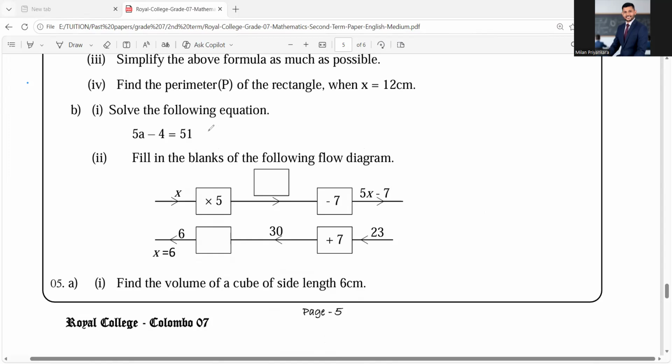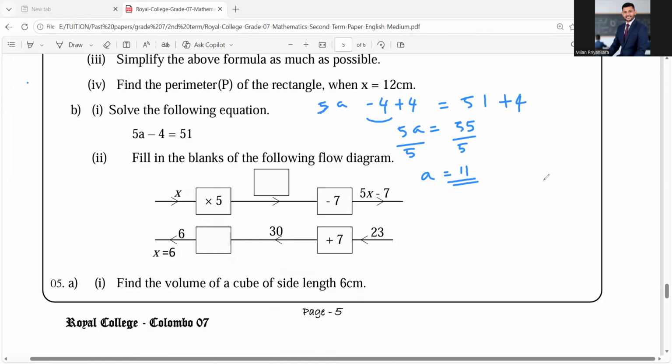Okay. In this one, you have to solve this equation. Now let's see, 5a minus 4 equals 51. Here you have to eliminate this minus 4 first. Therefore you have to introduce plus 4. And you have to do that for both sides. When you do something to one side of the equation, you have to do the same for the other side too. Right? Then you have 5a equals 55. Then you divide this by 5 and this side also by 5. And then a is equal to 11.